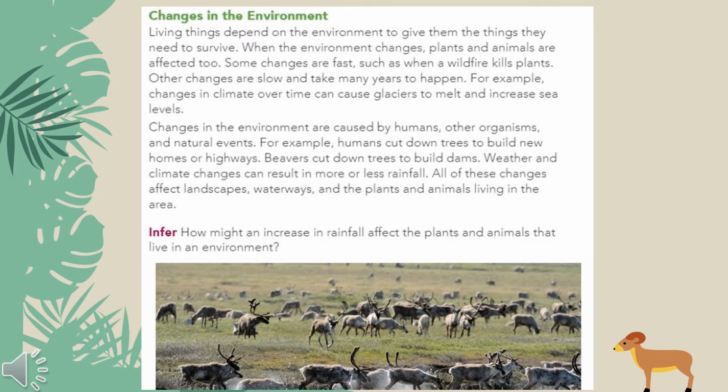Changes in the environment are caused by humans, other organisms, and natural events. For example, humans cut down trees to build new homes or highways. Beavers cut down trees to build dams. Weather and climate changes can result in more or less rainfall. All of these changes affect landscapes, waterways, and the plants and animals living in the area. Infer. How might an increase in rainfall affect the plants and animals that live in an environment?